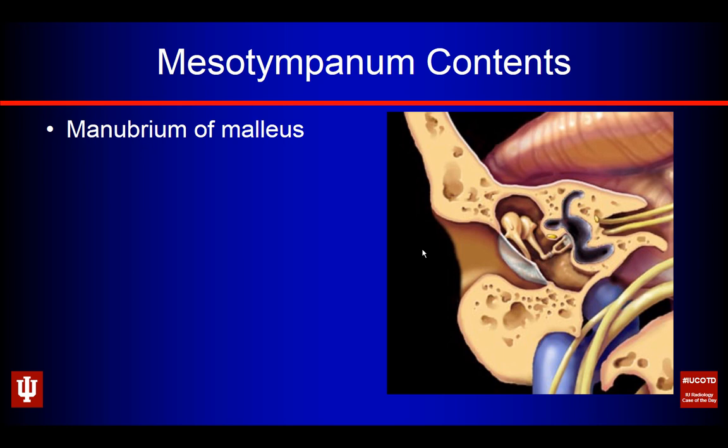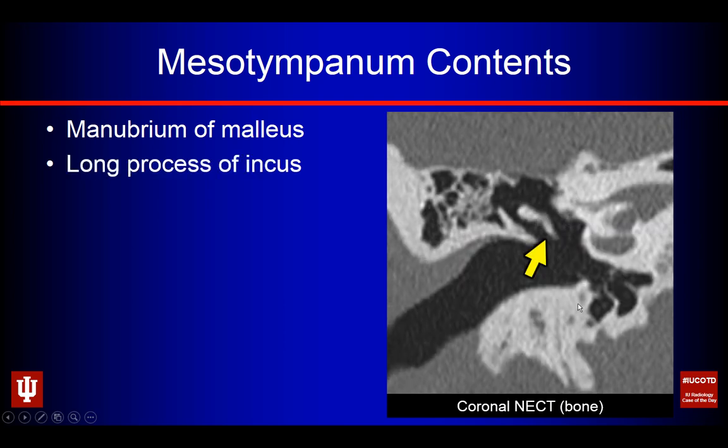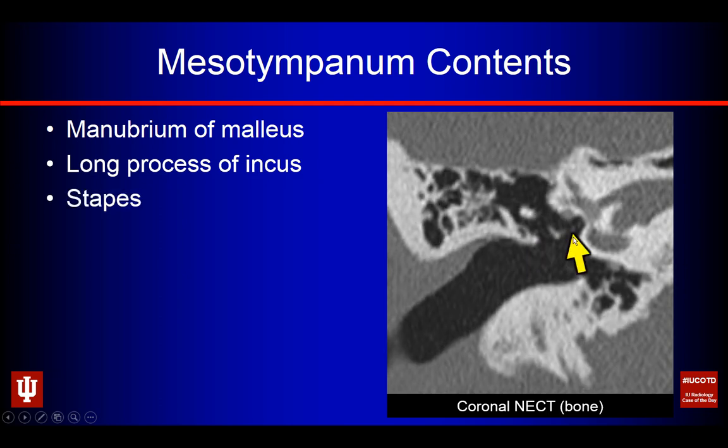All right, moving on to the mesotympanum. So the mesotympanum is going to contain the manubrium of the malleus, which we can see right here. And as we look on our CT imaging, we can see that manubrium sort of butting up against the tympanic membrane. We take another slice away from that, and we can see the long process of the incus extending downward. And then we can see our stapes pointing over toward the oval window.